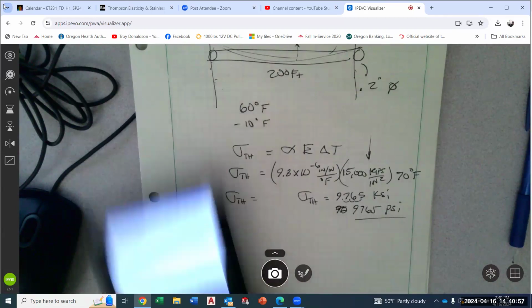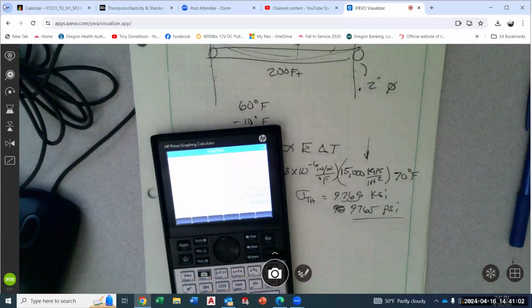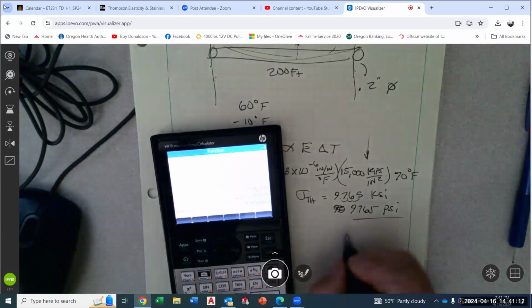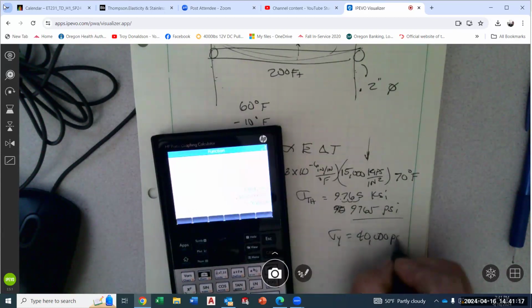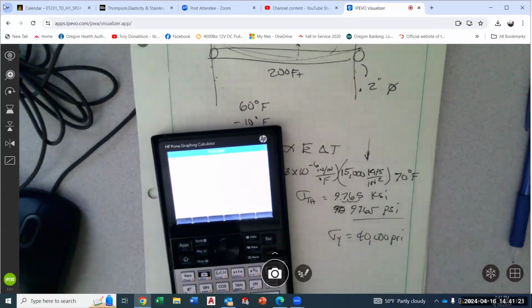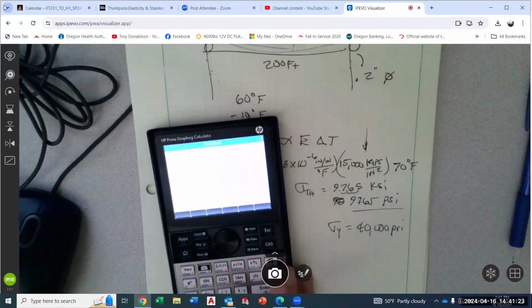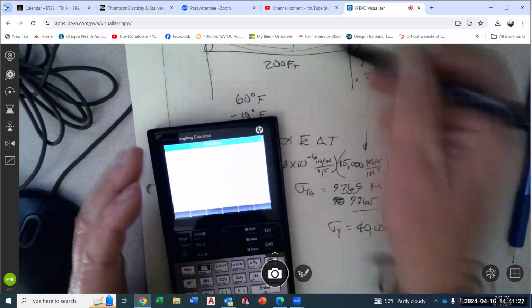Okay, and I know copper is stronger than that, so we're fine, but that's a lot of stress, right? The cold drawn yield for copper is 40,000 PSI. So it's fine, but it is getting quite a bit of stress from this big cool down, okay? And that's because it's not allowed to shrink. We pulled it tight, right?